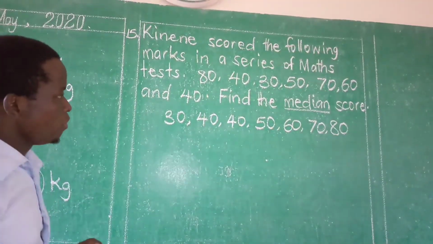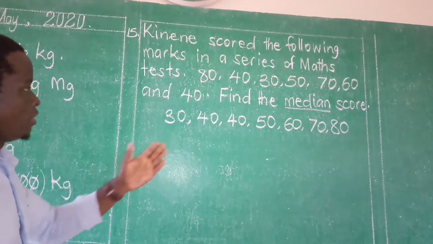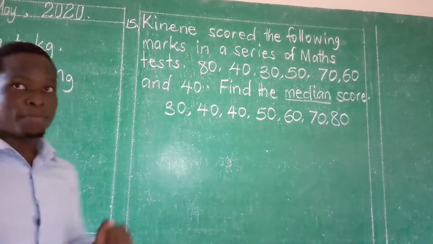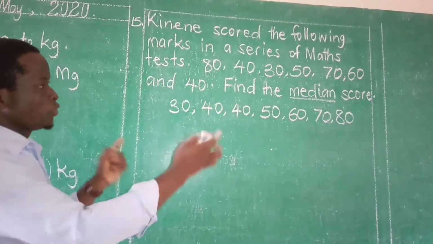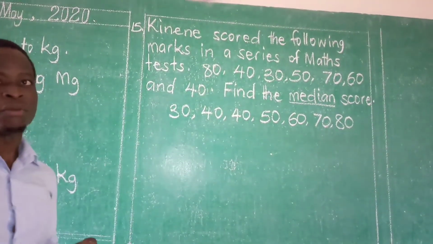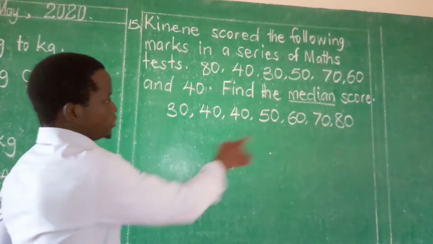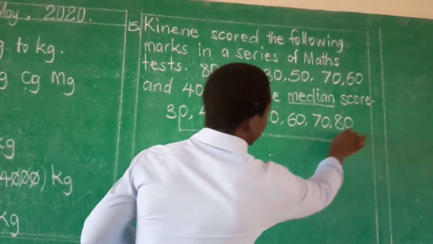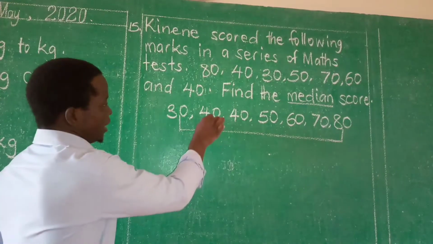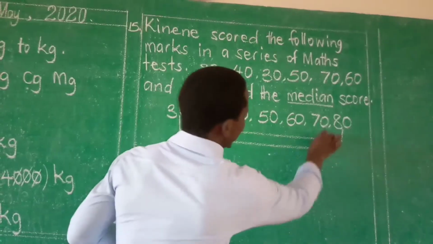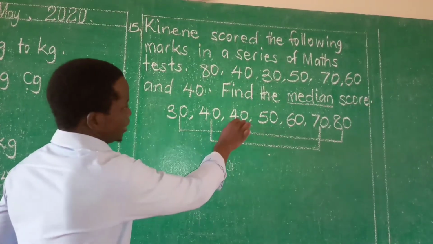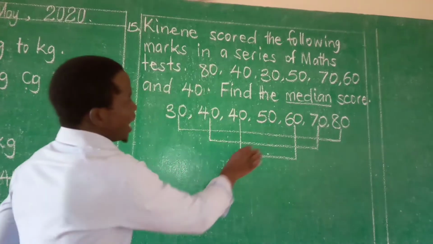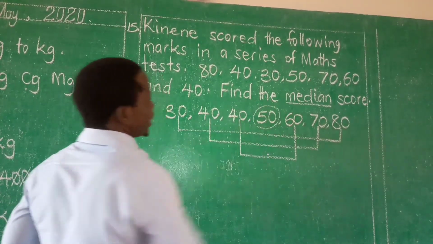We now want to get the middle item. What score is in the middle? How do I get that? I will keep pairing 2 from either side and see what will remain in the middle. 1 from here goes with 1 on the other end. So 30 is paired with 80. 40 pairs with 70. This 40 pairs with the 60. I remain with 50 in the middle.